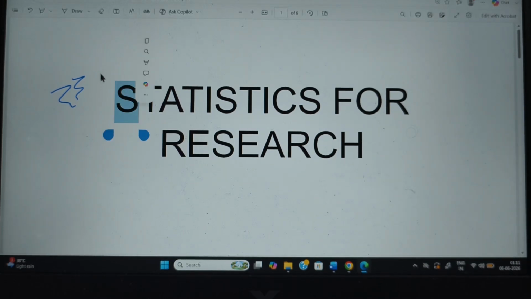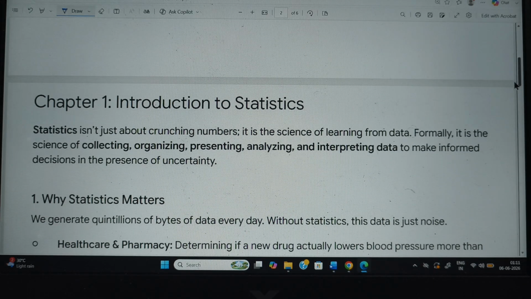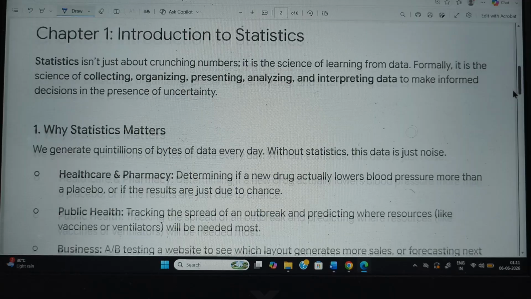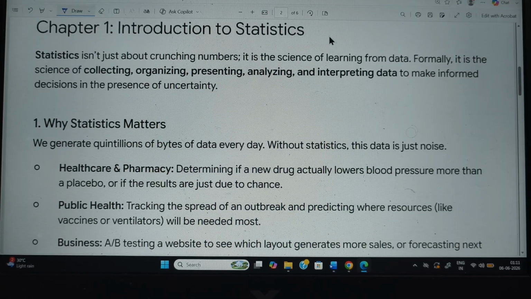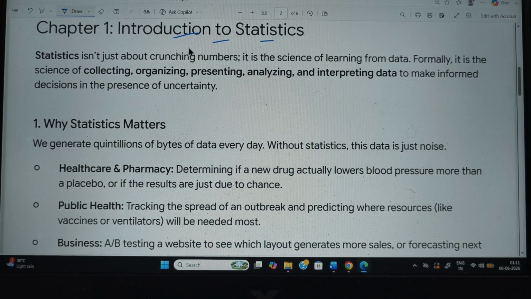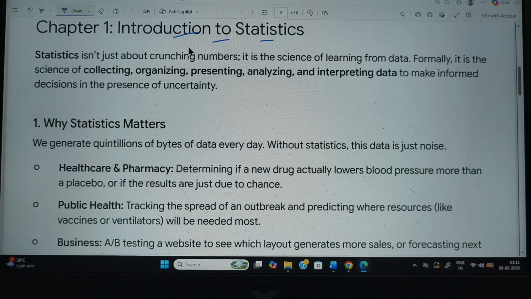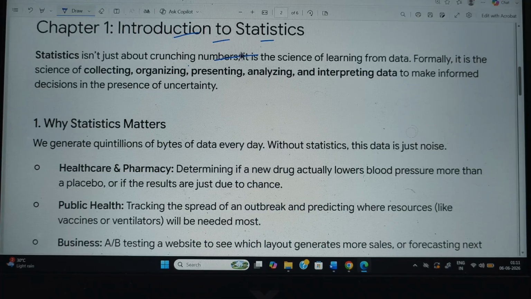As you guys know, we were discussing the statistics part. We also saw the introductory part, what exactly statistics is and how it aligns with data analysis. Let me quickly recap all the things that we saw in the previous sections. We defined what exactly statistics is and what it does. And we also saw that it is not just numbers, it's a science of learning from data, collecting, organizing, presenting, analyzing, as well as interpreting the data to make informed decisions.